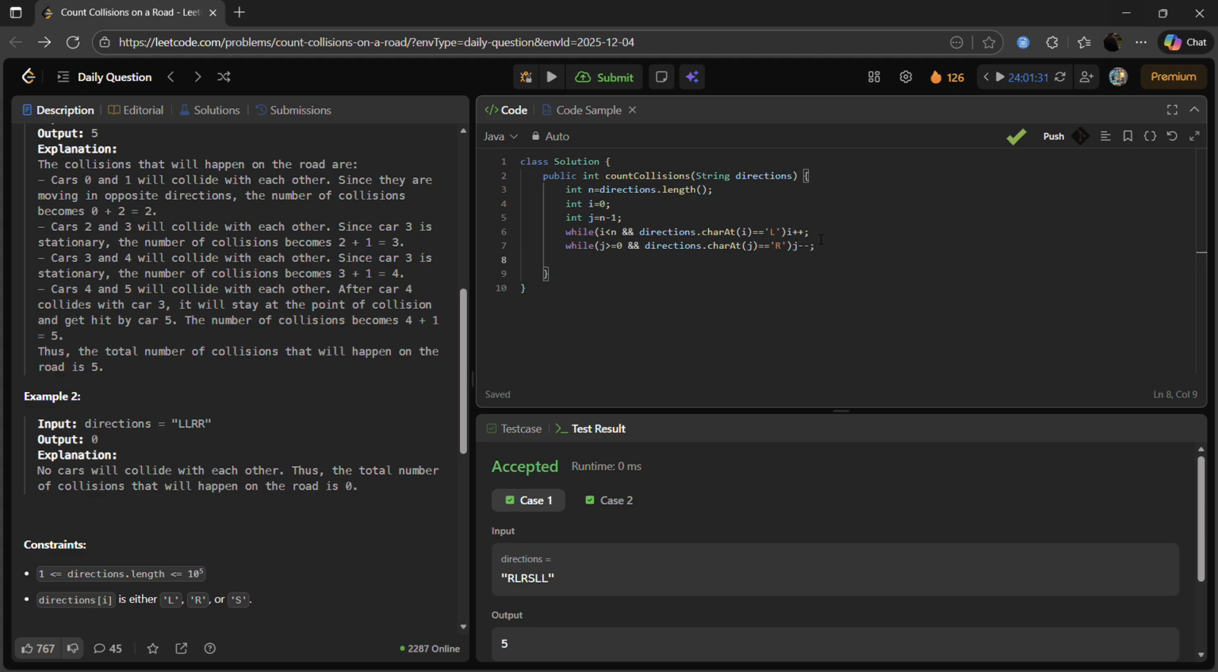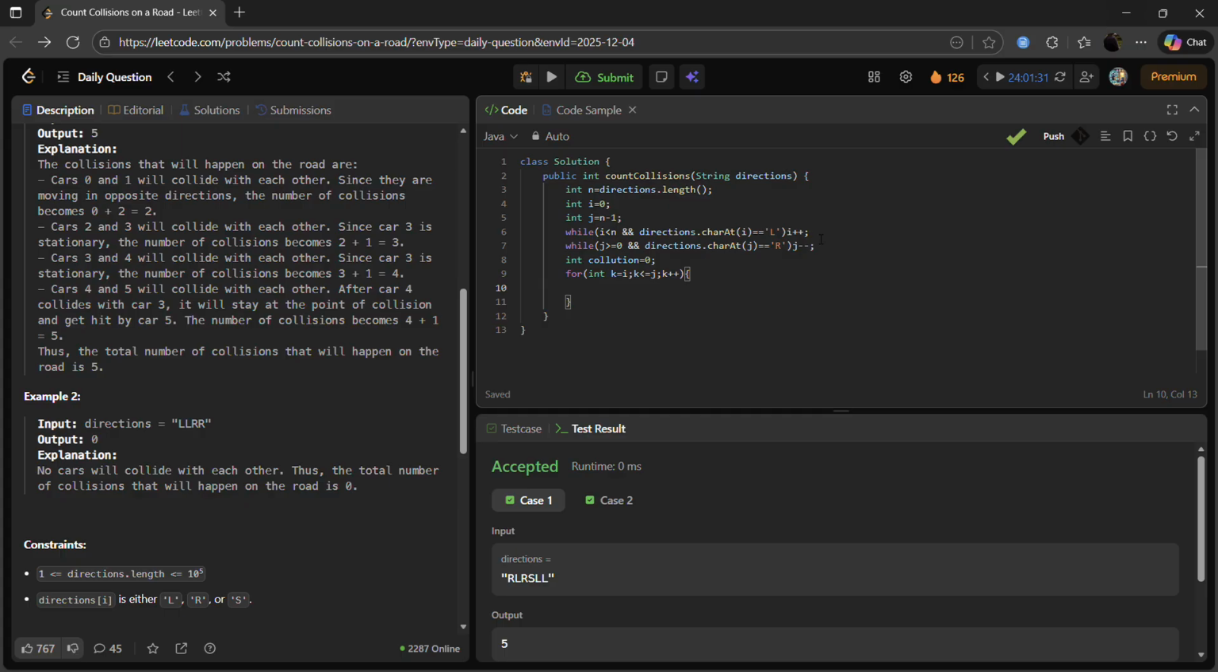Okay, then after that we have an int collision. This will calculate the collisions for us, and what we do is for int k equal to i, k is lesser than or equal to j, k plus plus. So now what we are doing is we omitted those characters and we are only iterating through the substring which has the possibility of collisions. So when does that collision happen? We ignore the cars which are not going to collide.